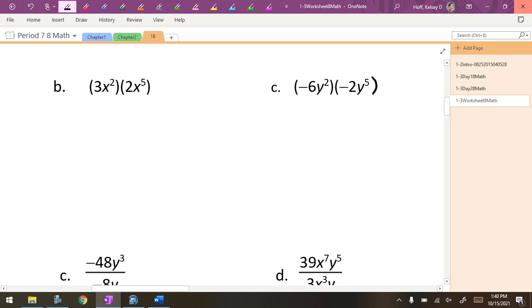Forgive my typo here. I forgot the other parenthesis on that C. Sorry.